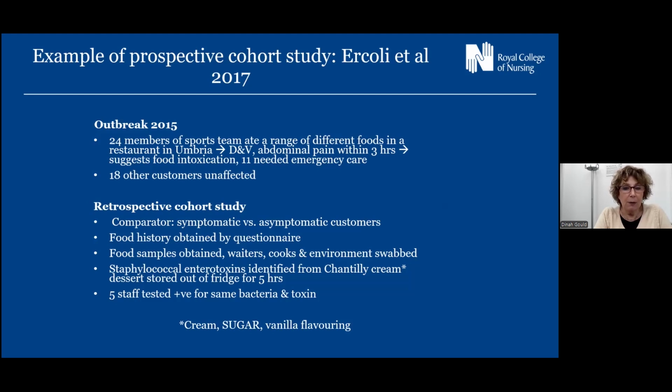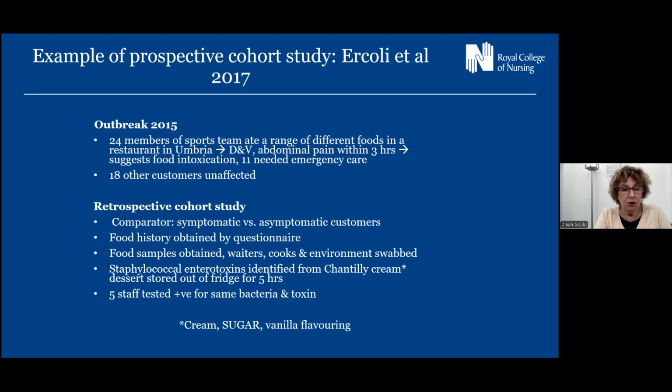Cream, sugar in capital letters, because staphylococci, of course, love sugar and breed in large numbers in sugar and produce lots of toxins to cause the intoxication. And there's just some vanilla flavoring in there as well. And the chantilly cream dessert was stored out of the fridge for 5 hours. So you can imagine what a reservoir of bacteria there was in it. And 5 staff tested positive for the same bacteria and the same toxin.